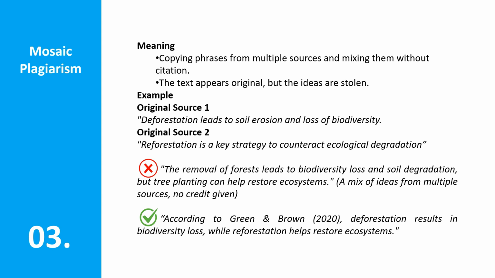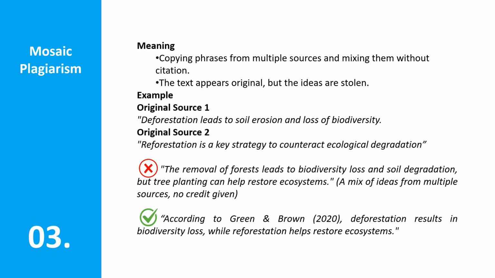Let's have an example. Now, in the two original sources, we have two different sentences. In the next line, we have a combination of the two paraphrased but without a citation. This is called mosaic plagiarism. The correct way to address this would be to modify the sentence and give them proper citation, even if it's from two different authors.